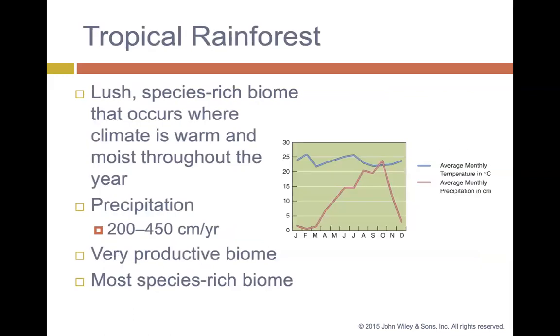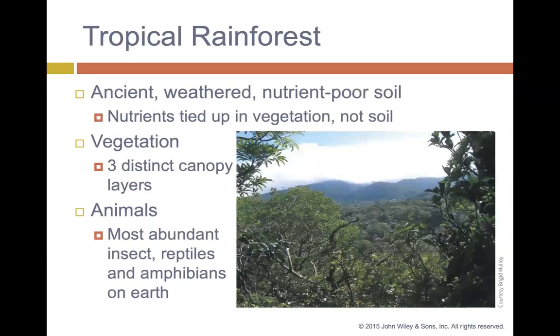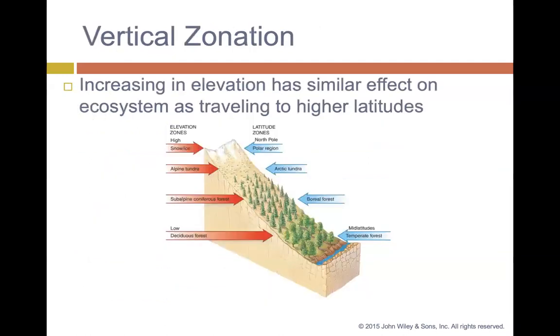The tropical rainforest, then, is the lush, species-rich biome that occurs where climate is warm and moist throughout the year, very high precipitation, very productive, and it's the most species-rich biome out of the 9. There's ancient, weathered, nutrient-poor soil. The nutrients get tied up in vegetation, not the soil. The vegetation is 3 distinct canopy layers of the trees, and animals, the most abundant are insects, reptiles, and amphibians.